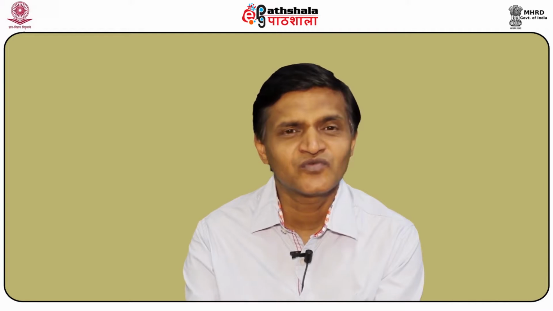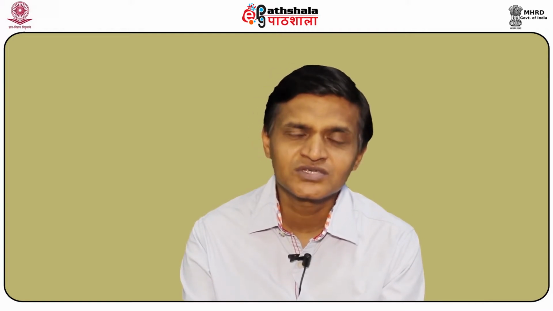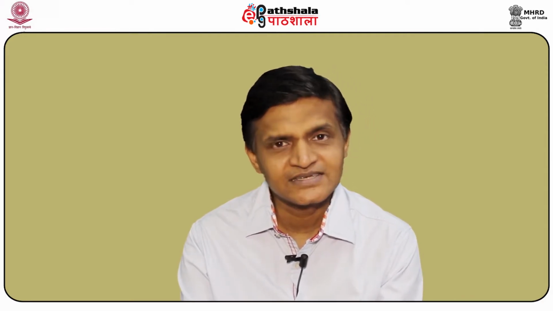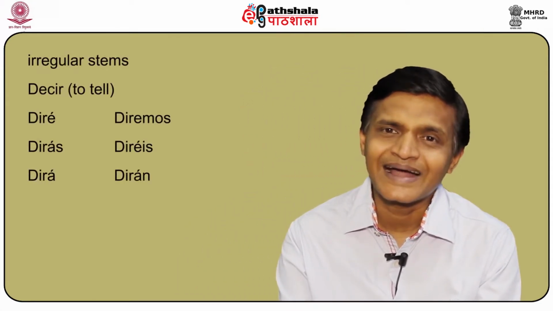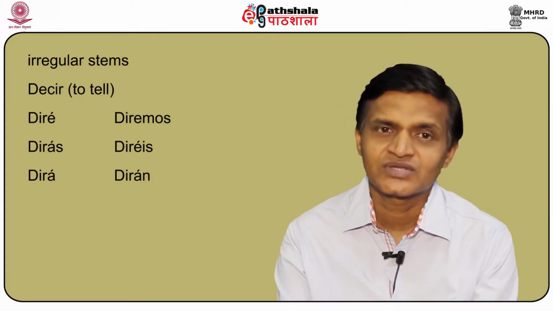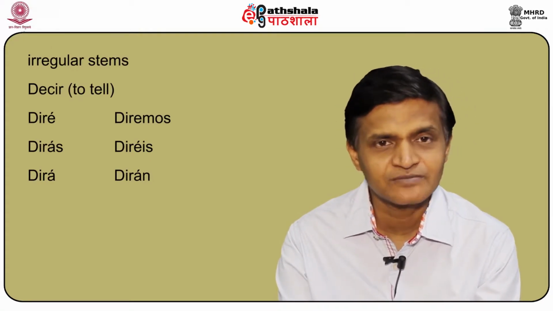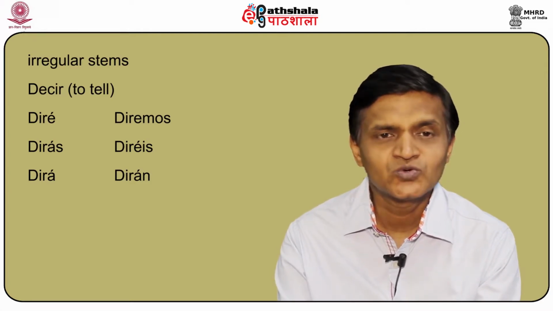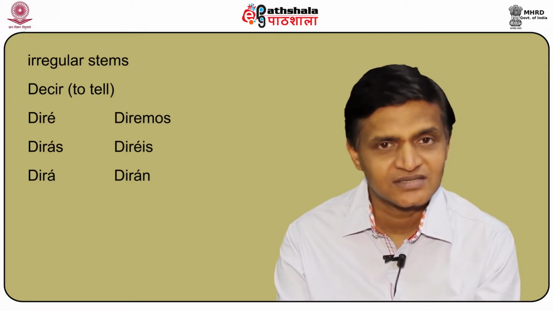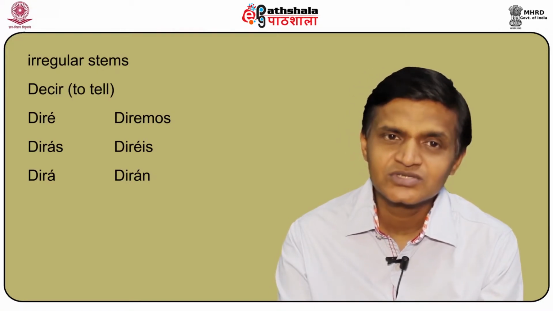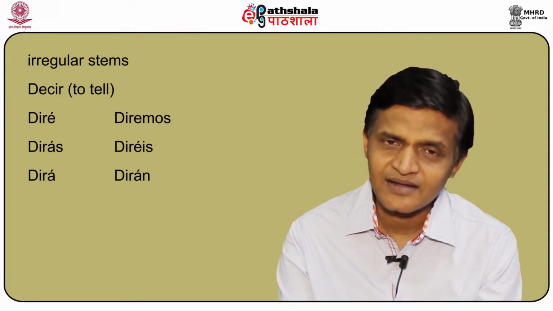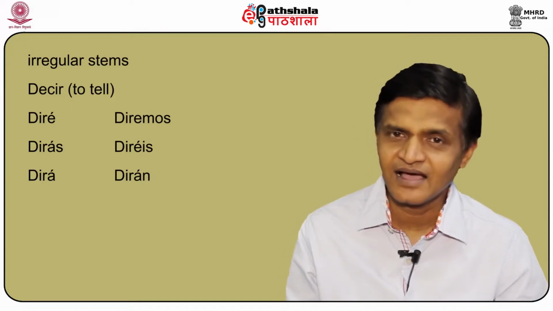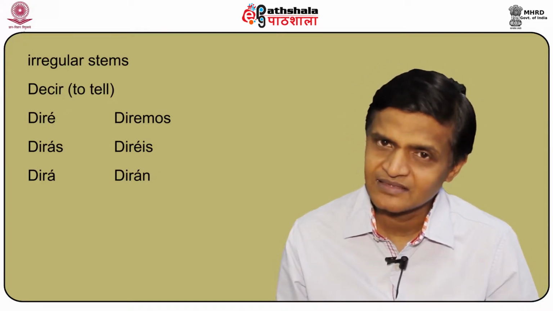In this sense, let us move on to the second set of rules, which are about the irregular verbs. Verbs like decir and hacer also have irregular stems. So it becomes dir- and har-. Decir, to tell, in the future becomes yo diré, tú dirás, él, ella, usted dirá, nosotros diremos, vosotros, vosotras diréis, and ellos, ellas, ustedes dirán. I repeat, diré, dirás, dirá, diremos, diréis, dirán.